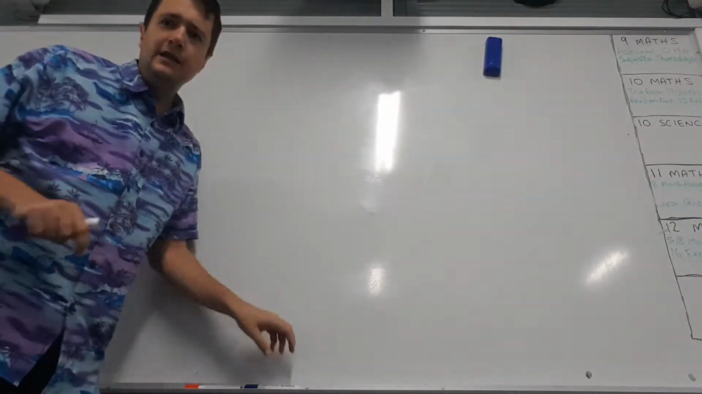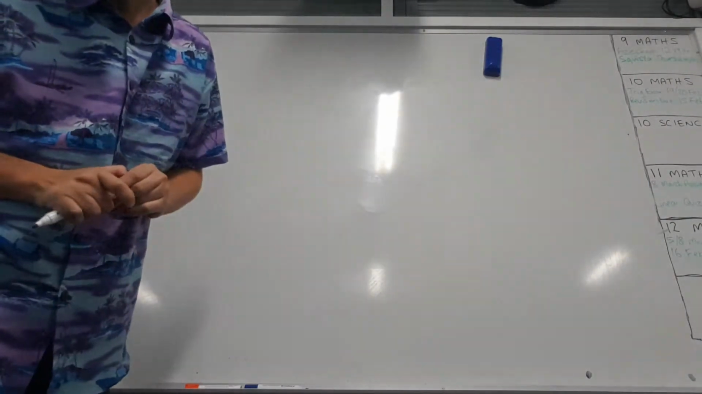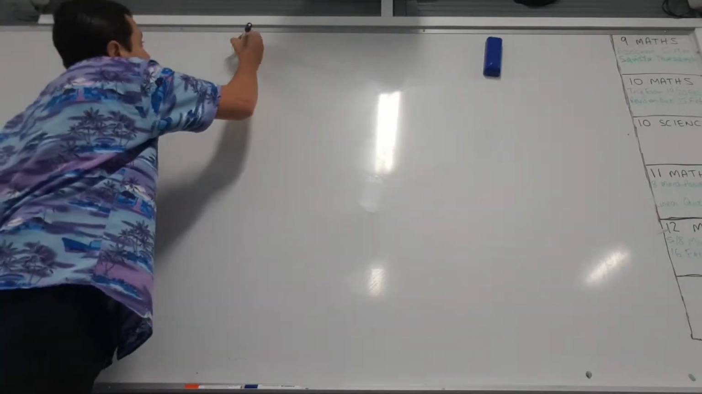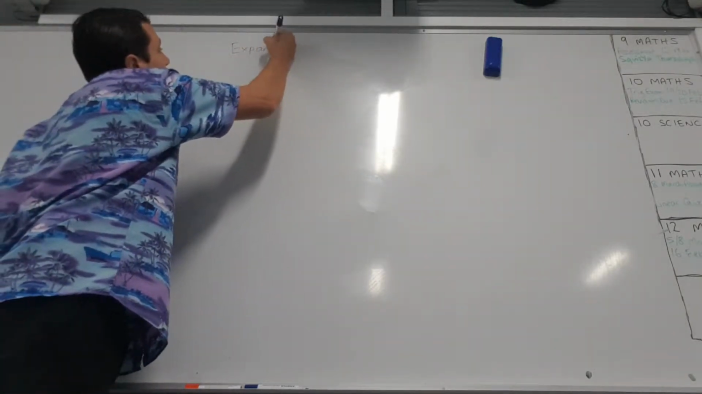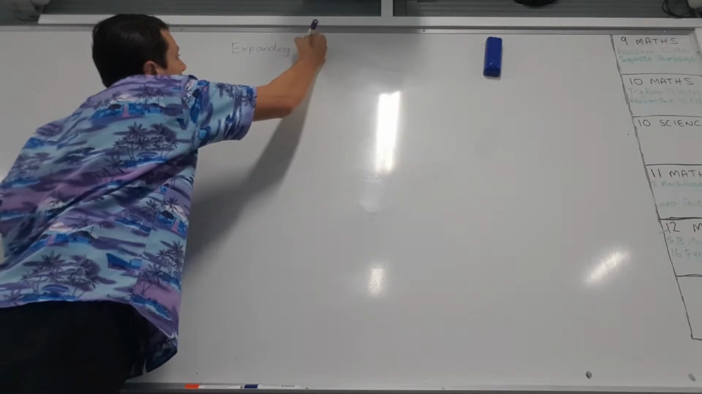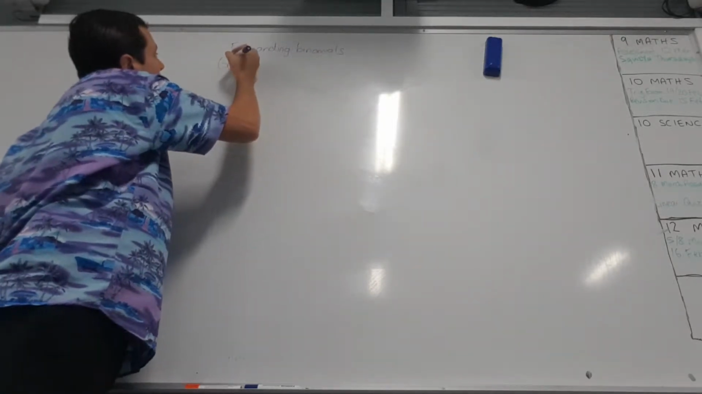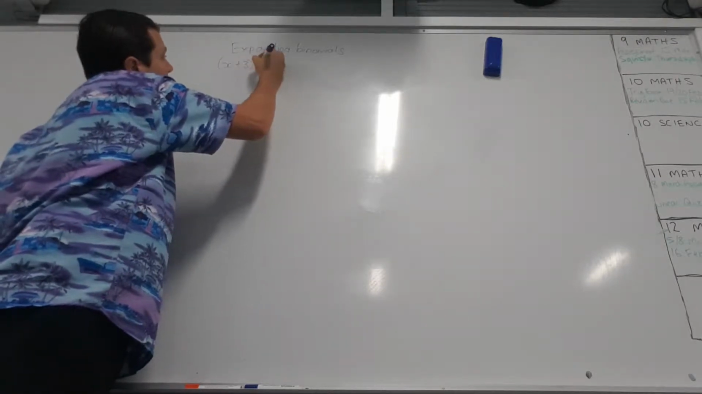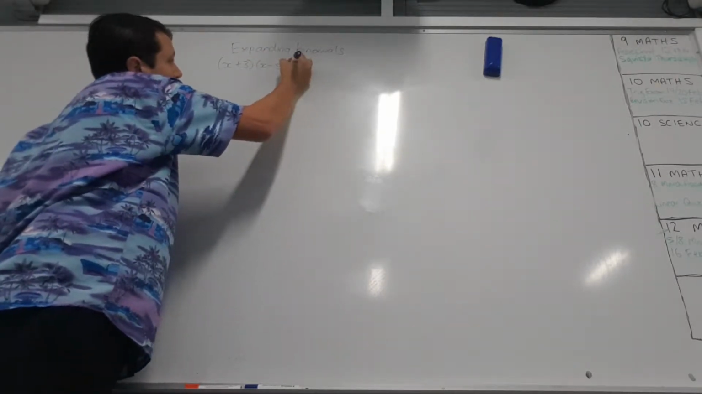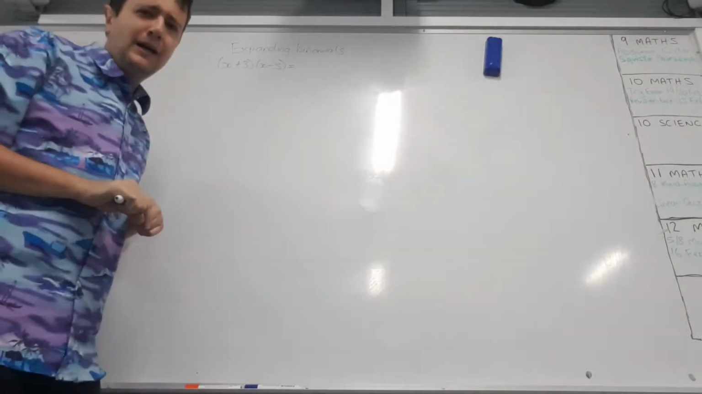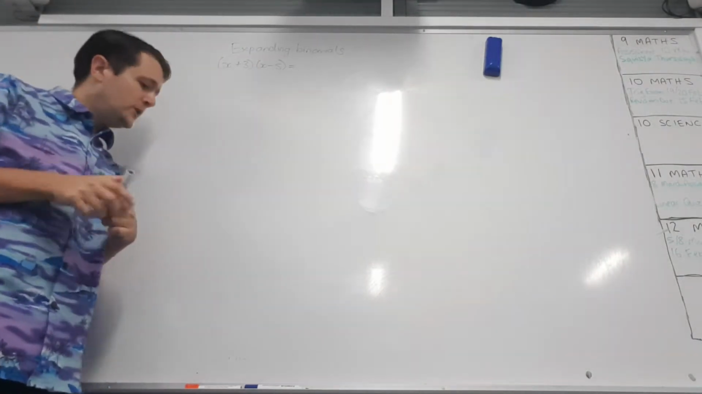All right. So here we go. A little bit about expanding binomials. So firstly, you may want to recall what a binomial is. It's one of these things: x plus 3, x take 5, or something like that, right? It's got two main parts that are in brackets and we need to expand them.